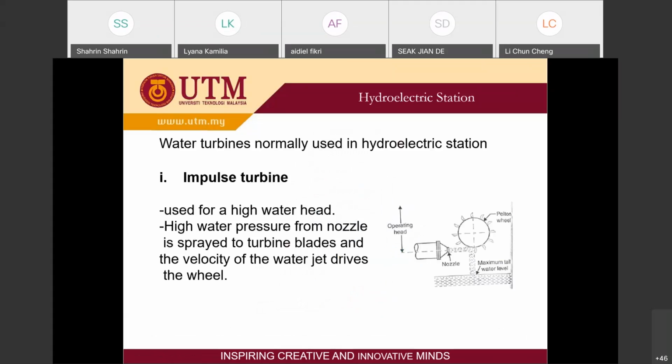So the turbine has several types. The first is what we call the impulse turbine. It uses a nozzle, where this nozzle is used to make the water pressure and spread into the turbine here. So the velocity of the water jet drives the wheels. The wheel used is what we call a Pelton wheel. This type of impulse turbine is mostly used for high water head.